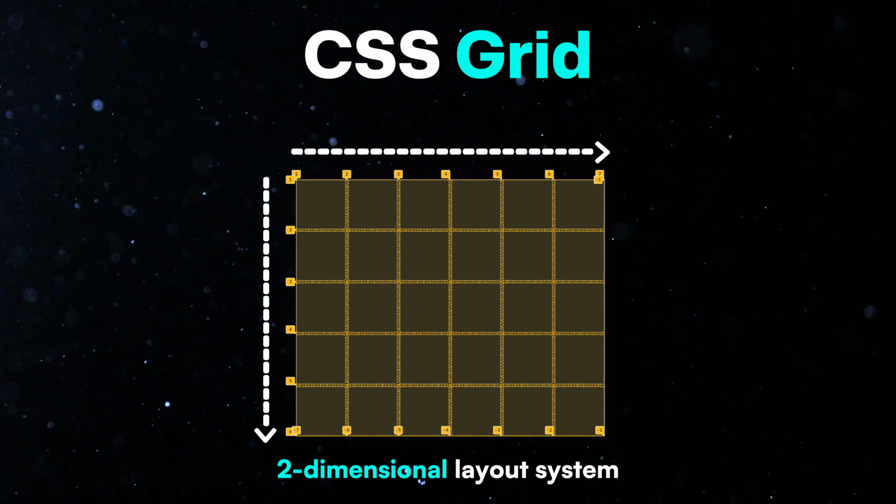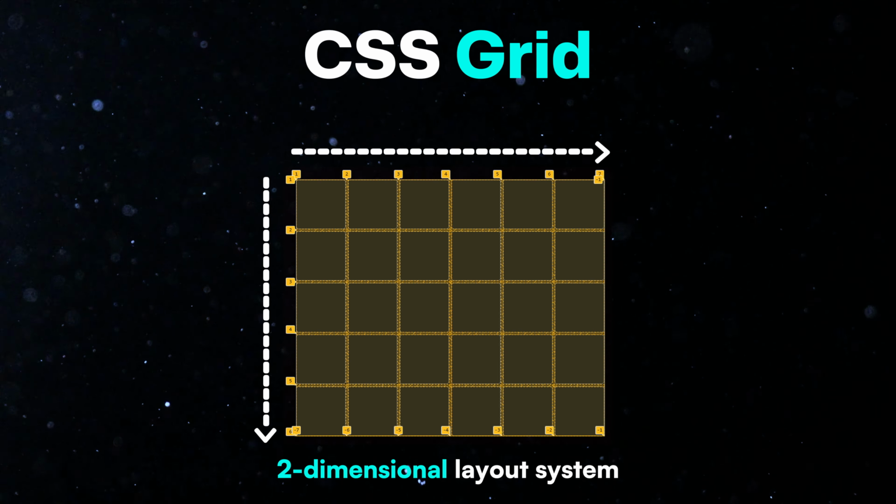That's where the repeat function comes in. It helps us shorten the code. We just provide 2 values. The first value is how many times we want to repeat. The second value is the size of each column. This gives me the same result with less code.